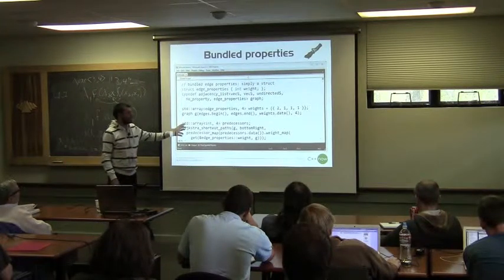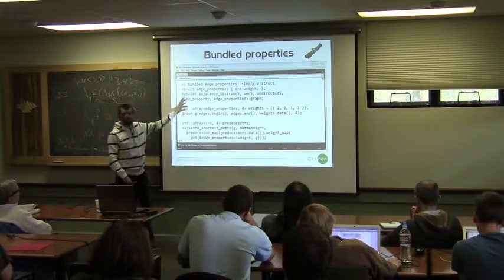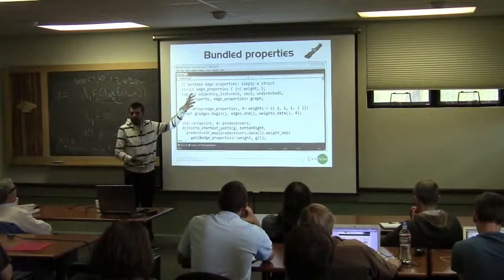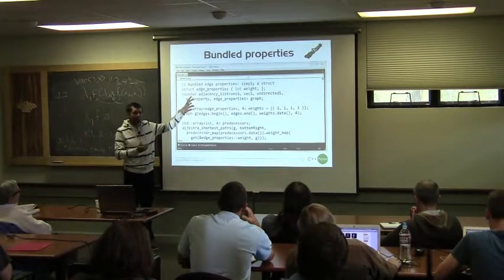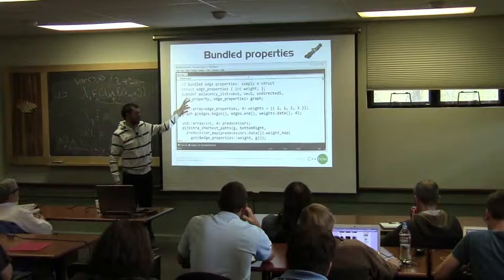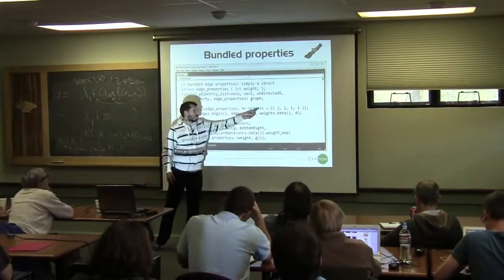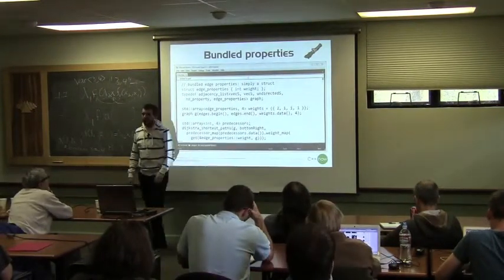How do I set the weights? The weights are still internal in the graph. It's still a property somewhere in my graph object. I still need to set the weights somehow. You see, even with this approach, I can just pass an array to the constructor.